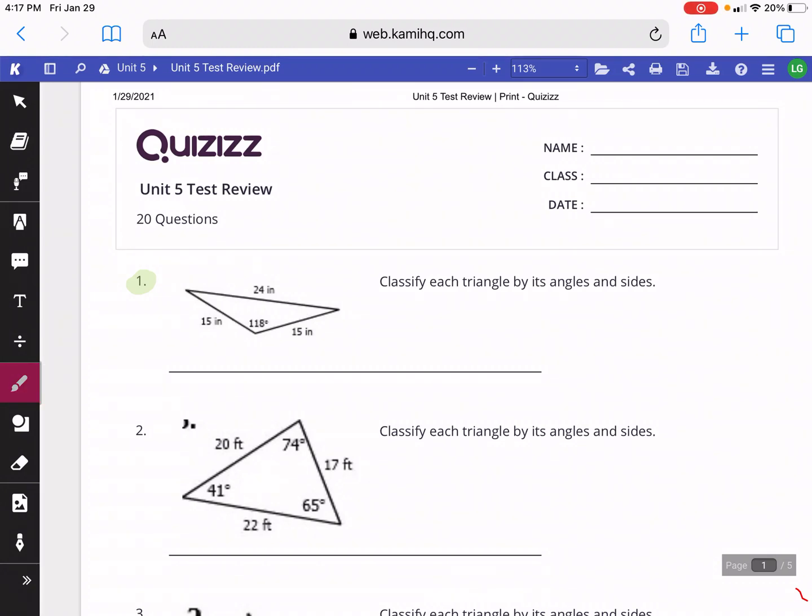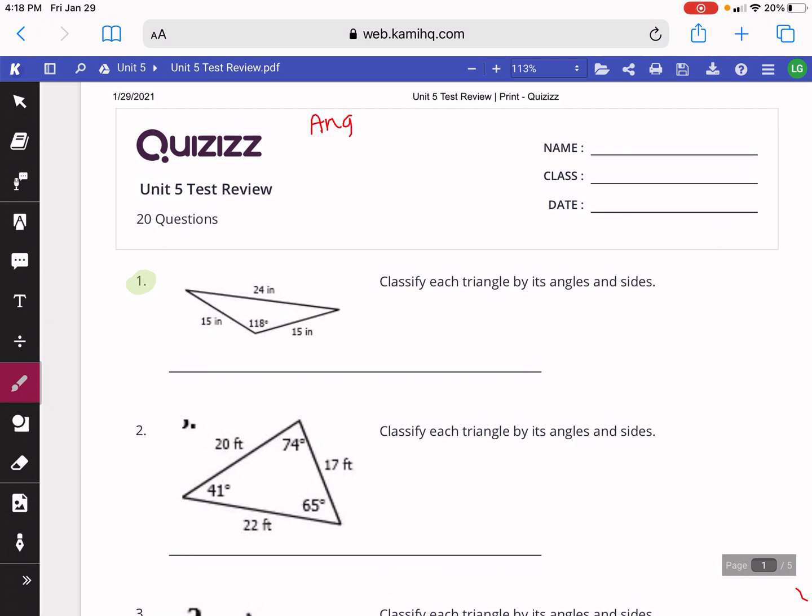In this video, I'm going to be modeling some of the problems that look like what you'll see in your Unit 5 test. So the first topic we learned in Unit 5, 5.1, was on classifying triangles. We learned that you can classify triangles based on their angles and sides.